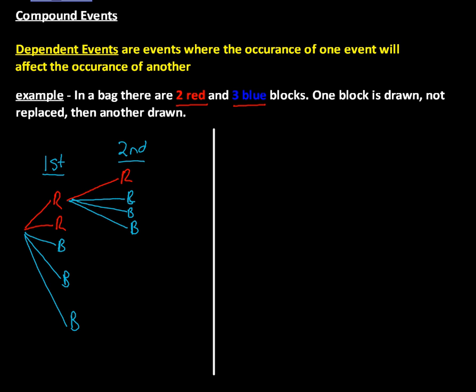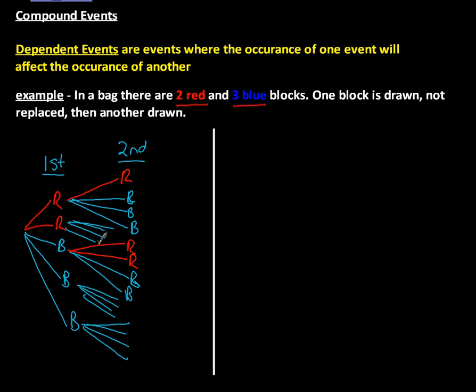Right, but what about if we had a blue drawn out first? Well, we'd still have our 2 reds, so I'll put my red, red. But instead of having 3 blues left, one of them is taken out. We've only got 2 blues left. So I'll put my blue and blue. And of course, I've got that here. I'd have 1, 2, 3, 4, 1, 2, 3, 4, 1, 2, 3, 4. What a mess.